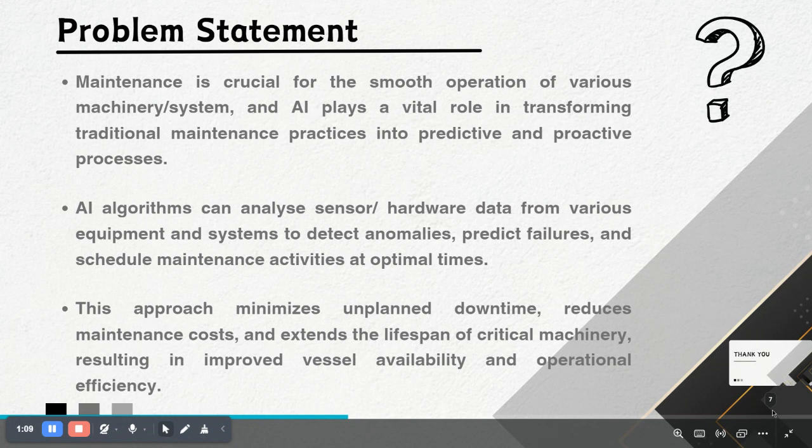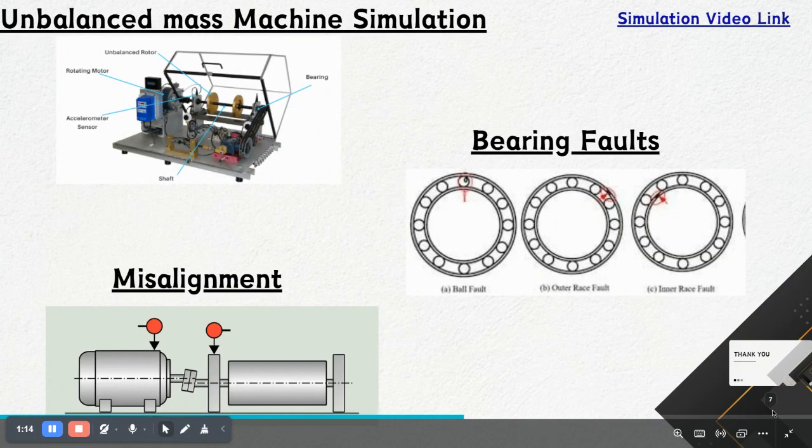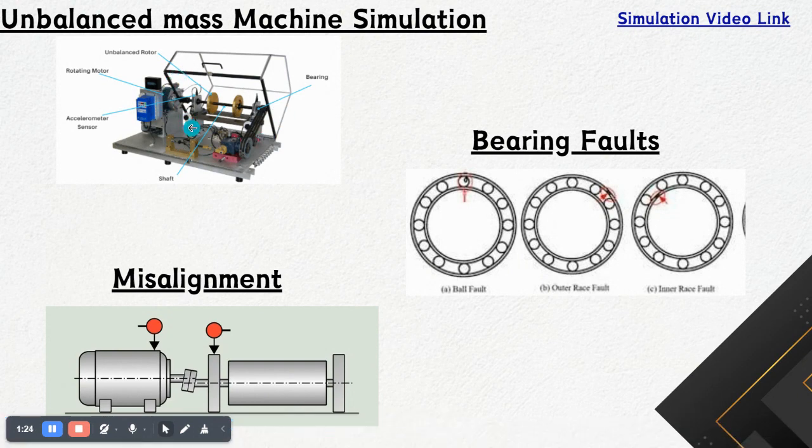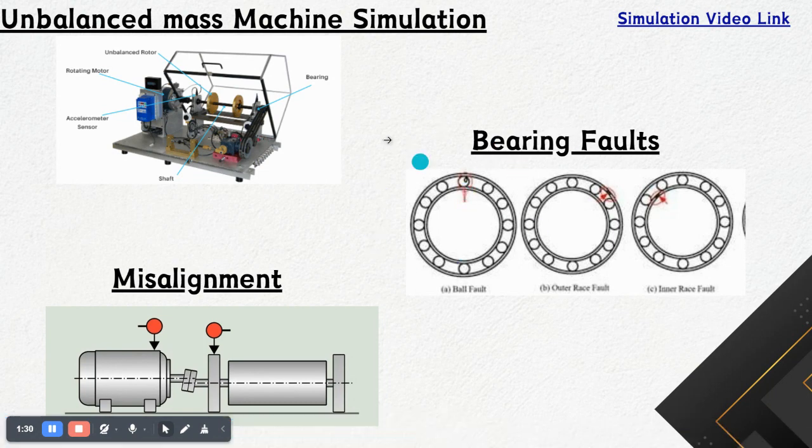First, let me explain which kind of faults we are covering. We have covered three types of faults. The very first fault is the unbalanced fault. As you can see, this is the simulation of the machines which we have used. The second fault is the misalignment fault, and the third fault is the bearing fault. I will explain what the unbalanced force is.